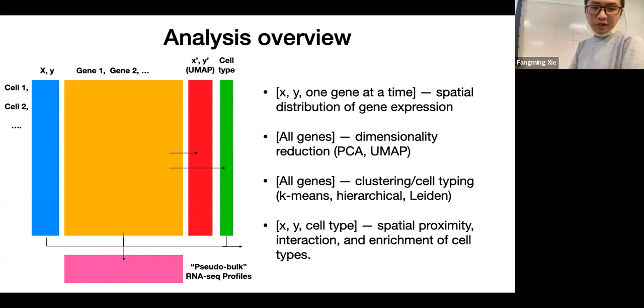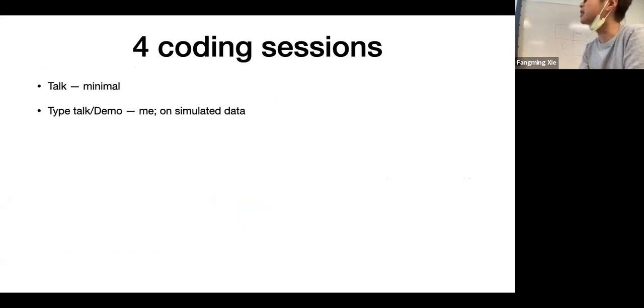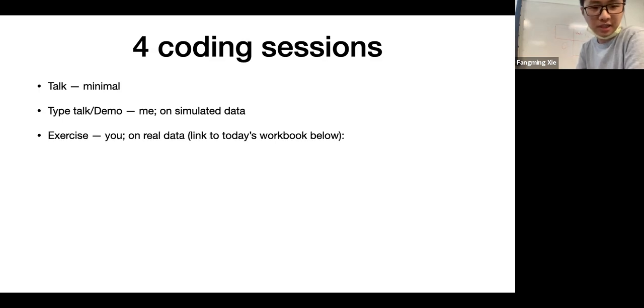So there are four main points, all about how to derive analysis results from this measured data. I want to organize it into four coding sessions. For each coding session, I'll do a little bit of talk, hopefully minimal, and then I'll be typing and doing a demo on simulated data, so you get a sense of how you actually work through things and the thought process when we code. And then the exercise is on you. You apply the same or a similar thing, but on a different problem, on the real data we had yesterday.